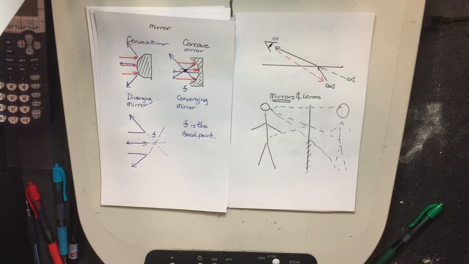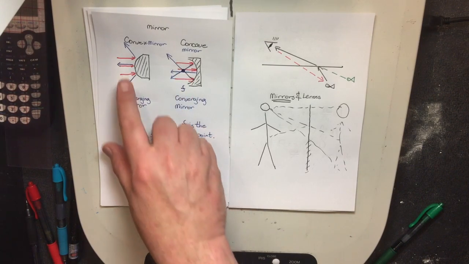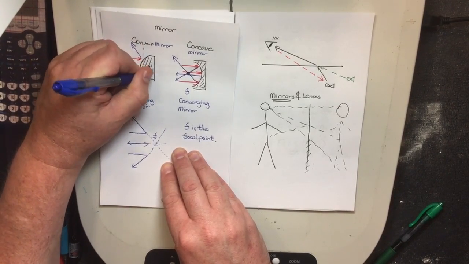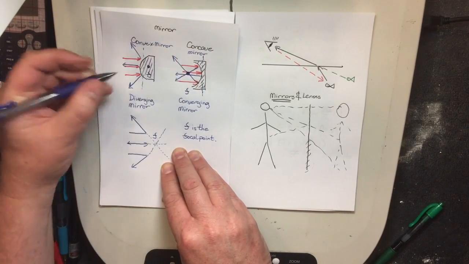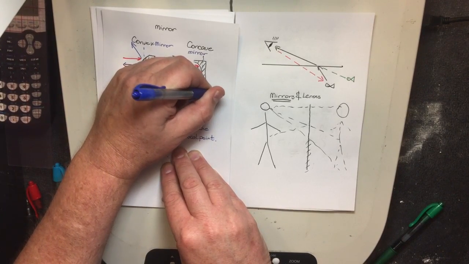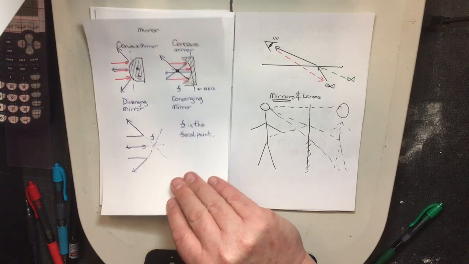The focal point is where the light rays or tracings of the light rays converge. For a concave mirror, the focal point is to the left. For a diverging mirror, the focal point is to the right. And what I'm drawing now is my axis.